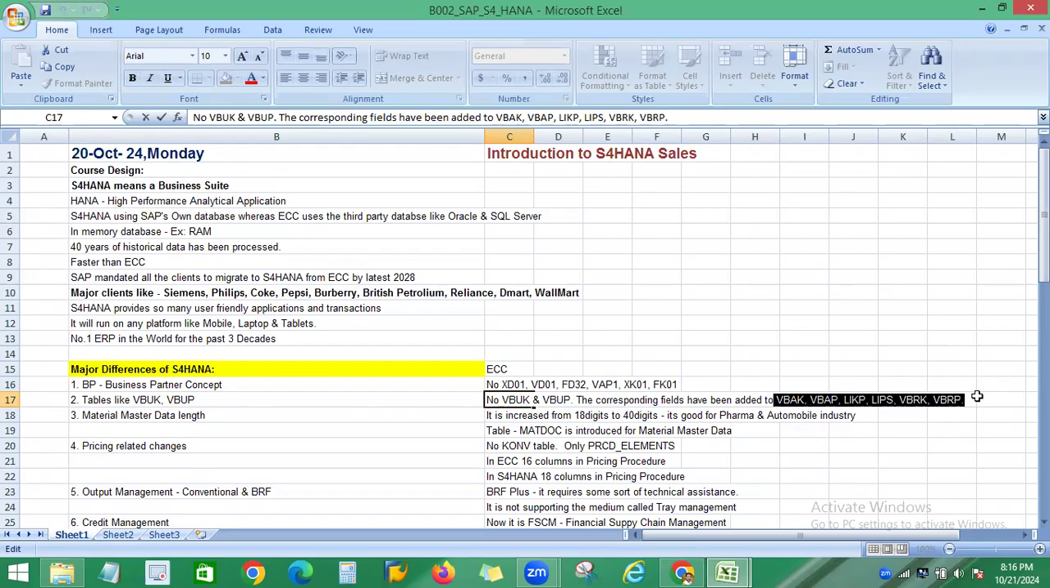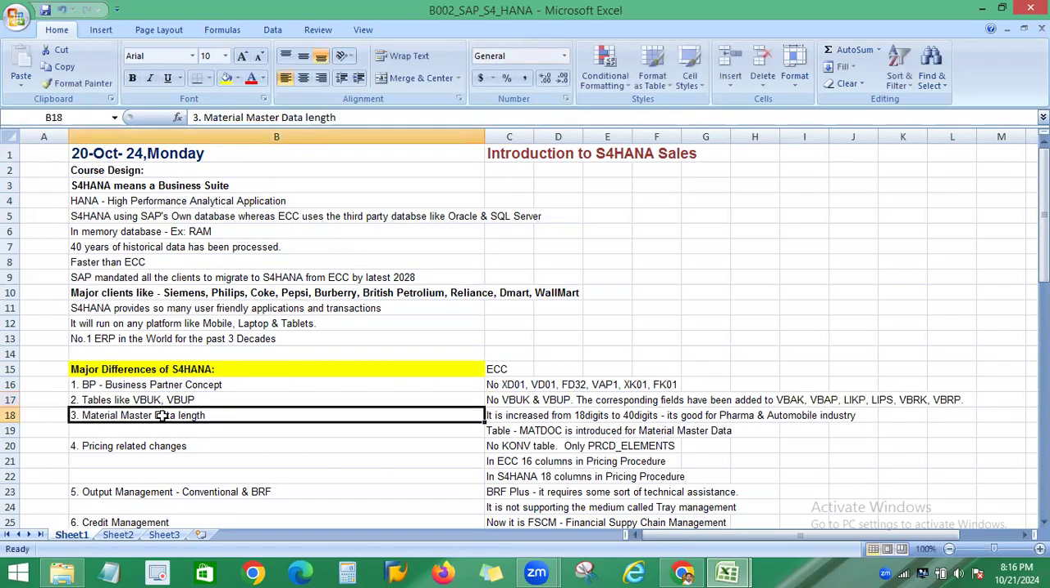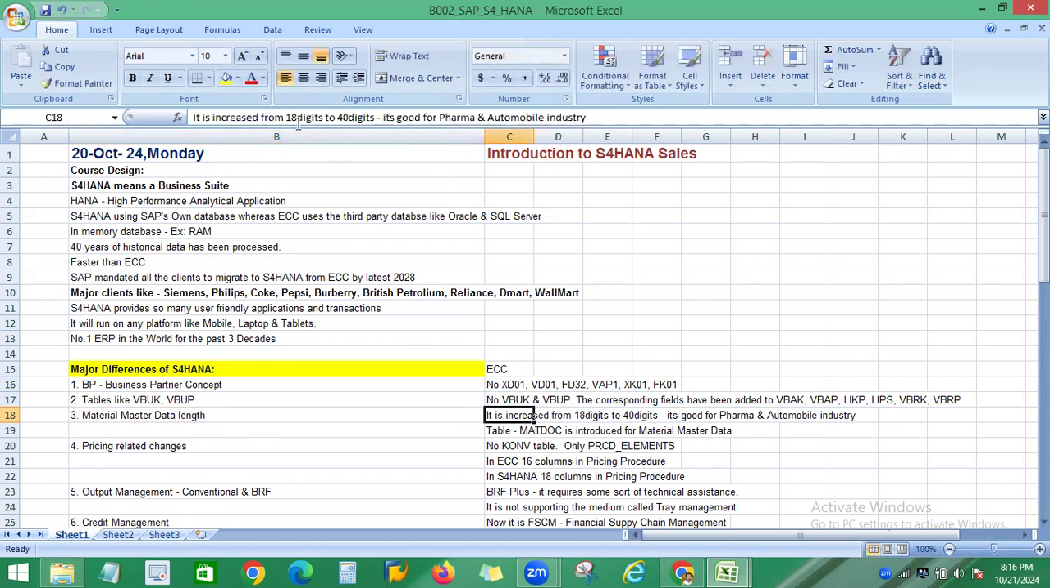Then one more difference is in the material master. In SAP ECC, the material master length is 18 characters, 18 digits. However, in SAP S/4HANA, that 18 digits is converted into 40 digits. This is one more major difference.